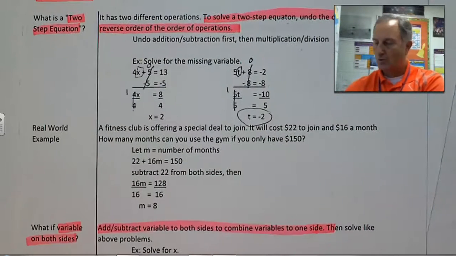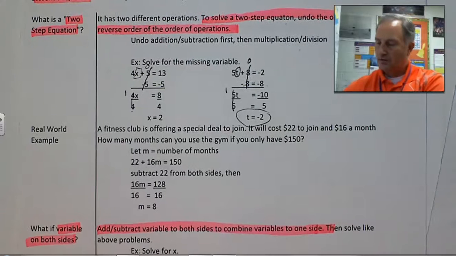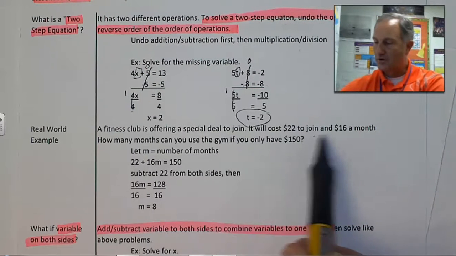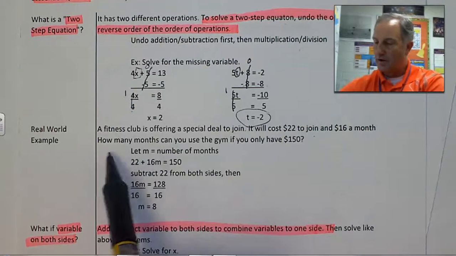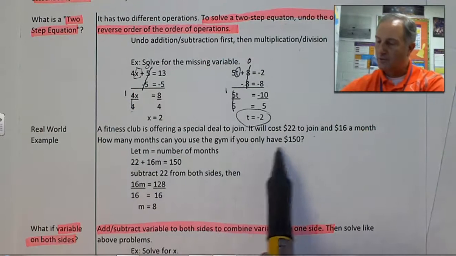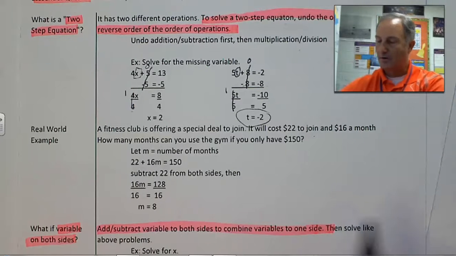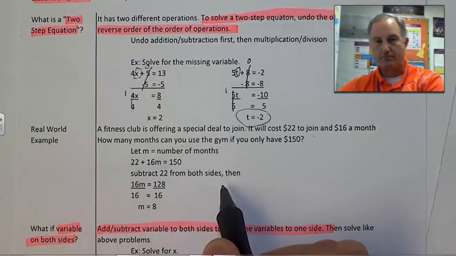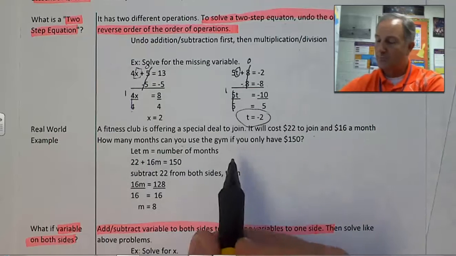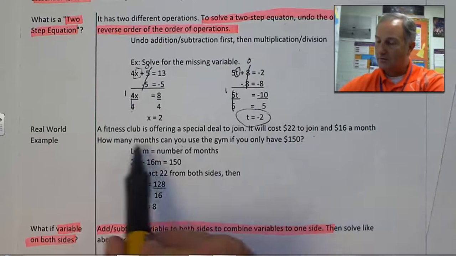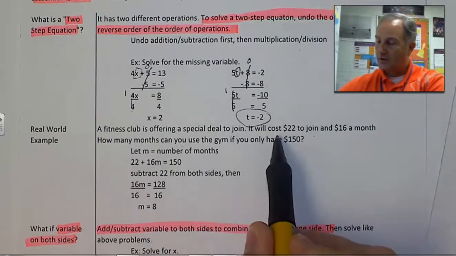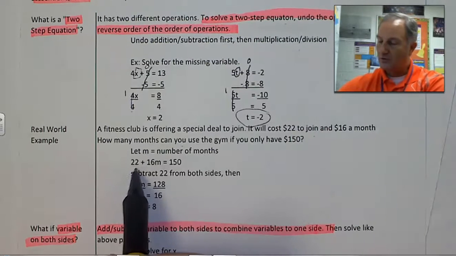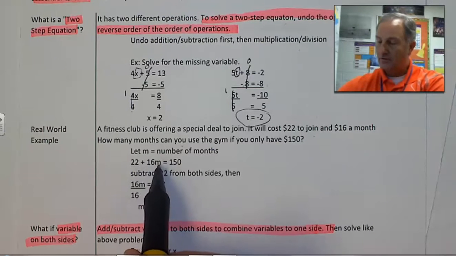Here's a real world problem. A fitness club is offering a special deal to join. It will cost $22 to join and $16 a month. How many months can you use the gym if you only have 150 bucks? So how many months? I don't know. So let M equal the number of months. Any letter you want. Now, I go back and start rereading it. Special deal. $22 and $16 a month. So that's $22 plus $16 for every month.